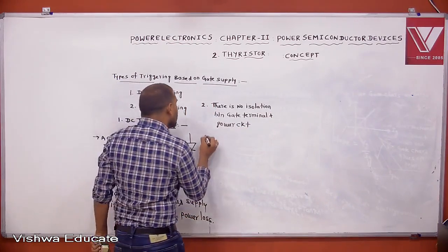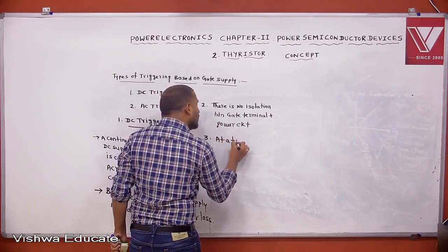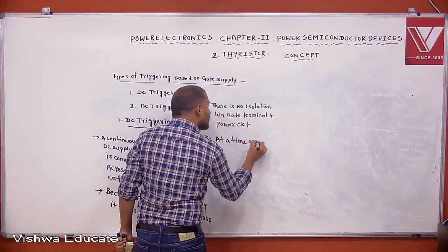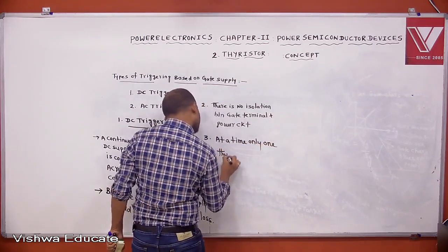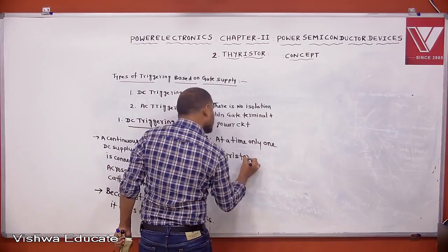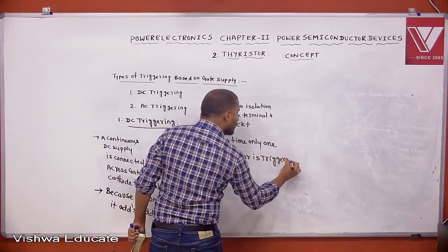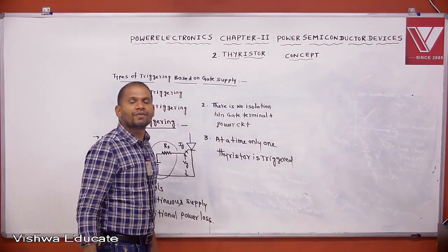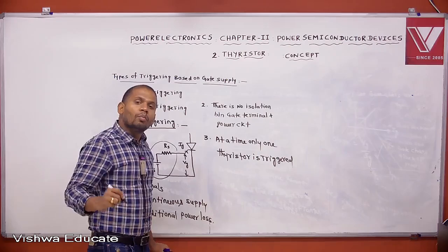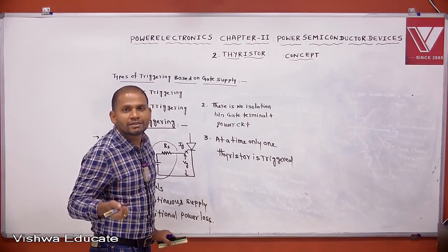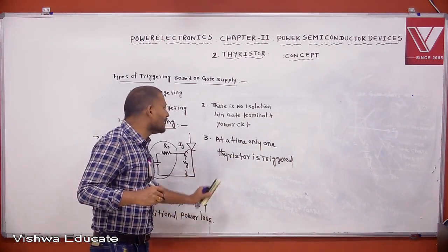Another one is that at a time only one thyristor is triggered. But that is not the case in AC triggering. In AC triggering we can trigger two or more than two thyristors at a time. But in DC triggering, at a time only one thyristor is triggered.